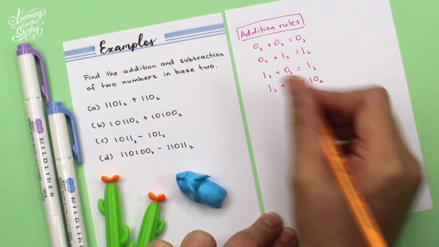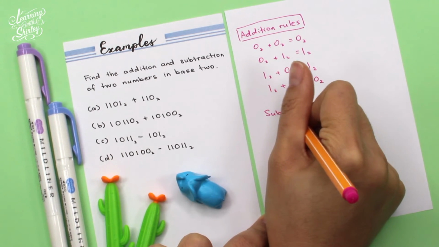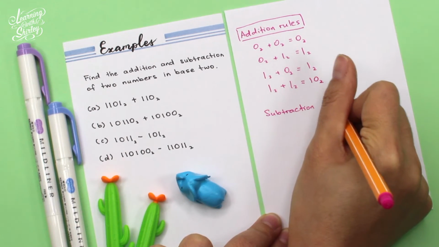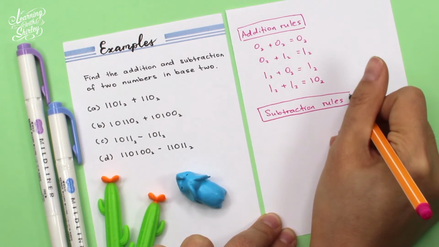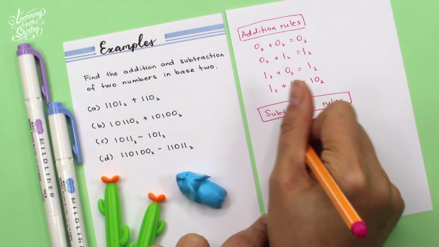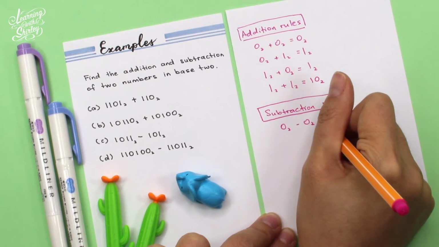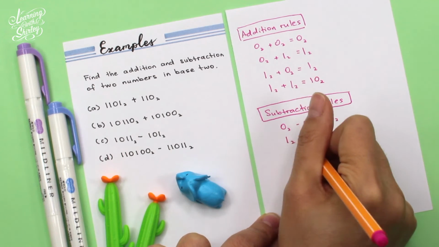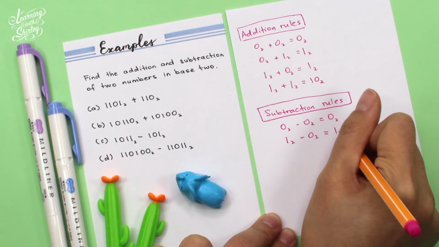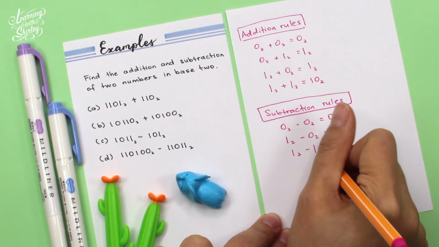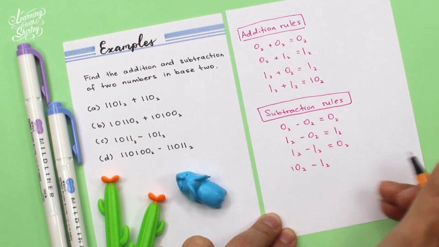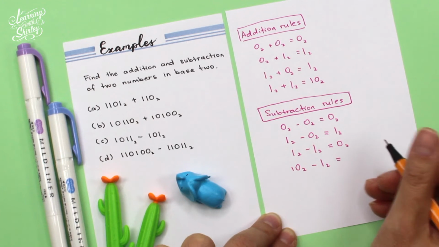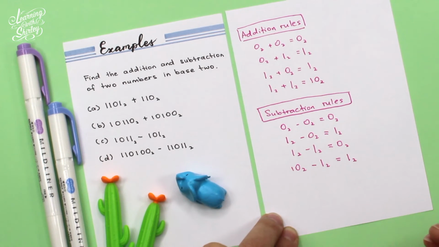Next is subtraction rules. For this, it's slightly harder, but it's actually doable. You just need to remember that 0 base 2 minus 0 base 2 is equal to 0 base 2. 1 base 2 minus 0 base 2 is equal to 1 base 2. 1 base 2 minus 1 base 2 is equal to 0 base 2. And 10 base 2 minus 1 base 2 is not equal to 9 base 2, but is equal to 1 base 2. Okay? So remember this, then we can solve the questions given here.